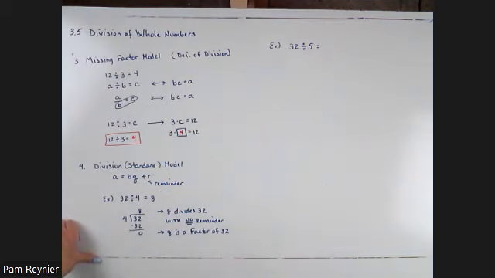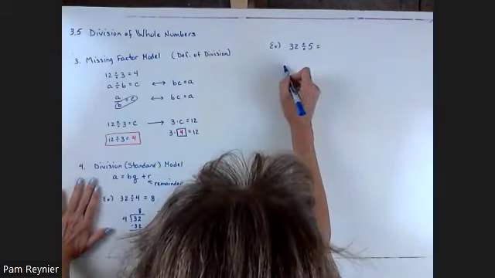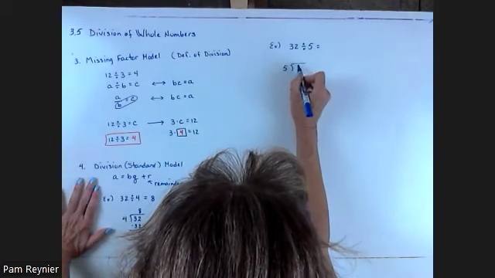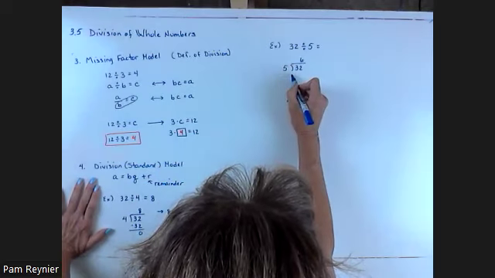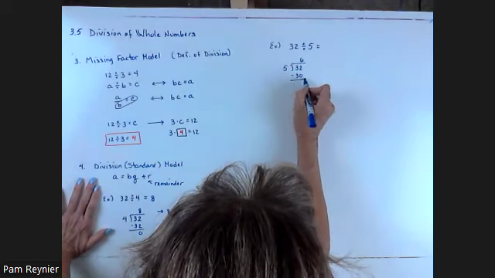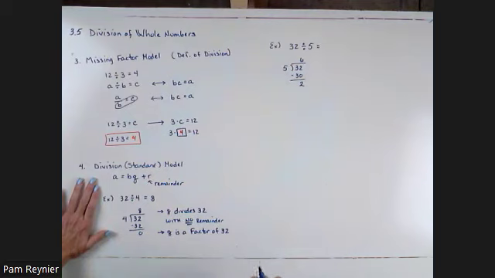Well, we can do this a couple of ways. If we look at the model we were just talking about, we can say 5 goes into 32. Well, we know it goes in 6 times because 6 times 5 is 30. But now the leftover is 2 and 5 cannot go into 2.